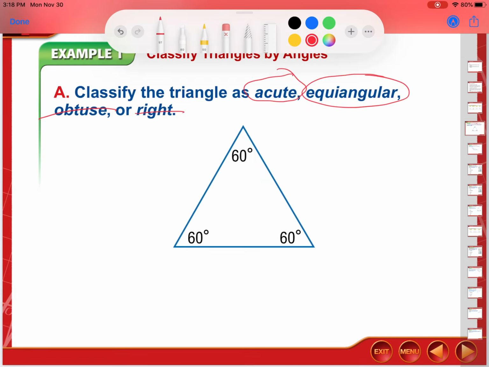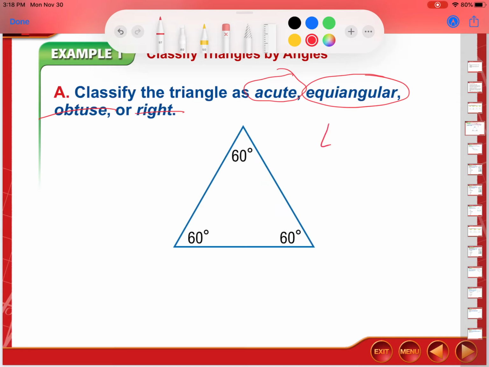Equiangular, all the angles are the same, and all the angles are smaller than 90 degrees. So here's the tricky part. It is both acute and equiangular. Now, any equiangular triangle you have is also going to be acute, and that's by the nature of it.